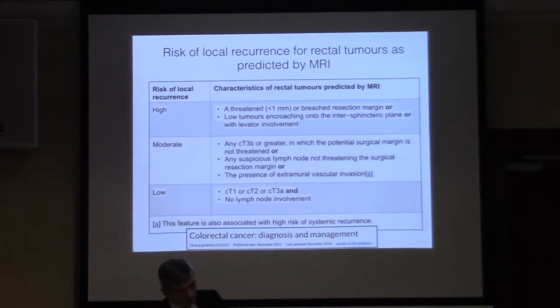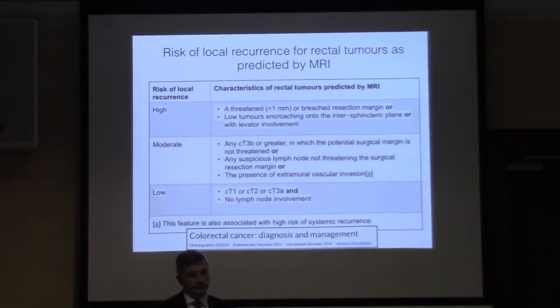The moderate group is T3B, so they're not really early T3, so that's more than 5 millimetres of growth, or up to 5 millimetres of growth. But the margins aren't threatened surgically, and none of the nodes get anywhere near the resection margin. So this specifically mentions the nodal relationship to the resection margin.